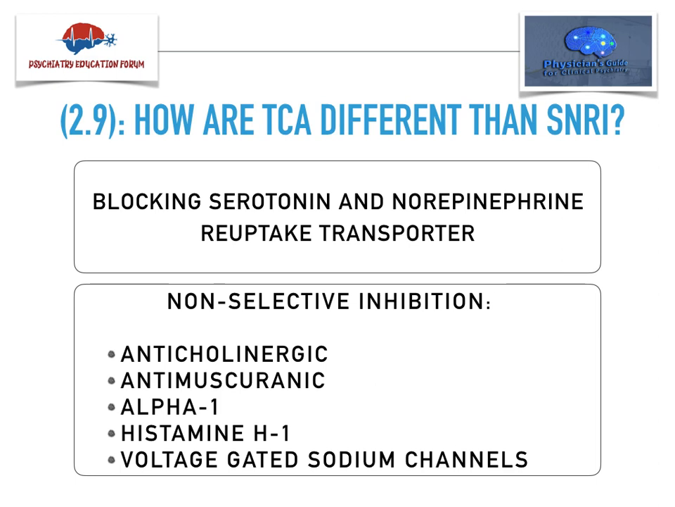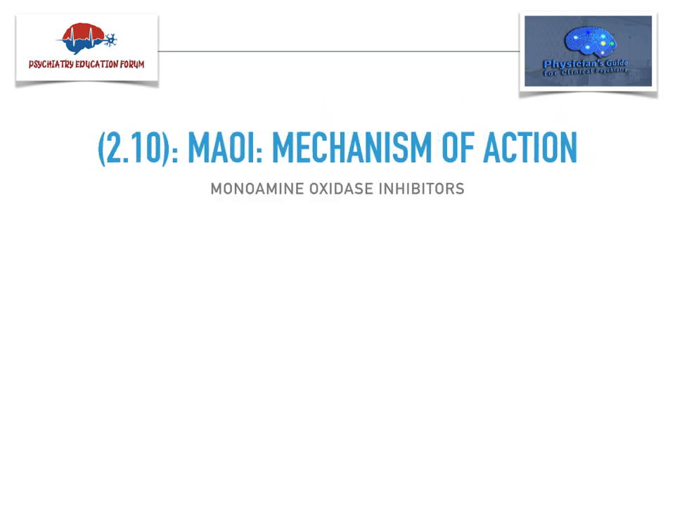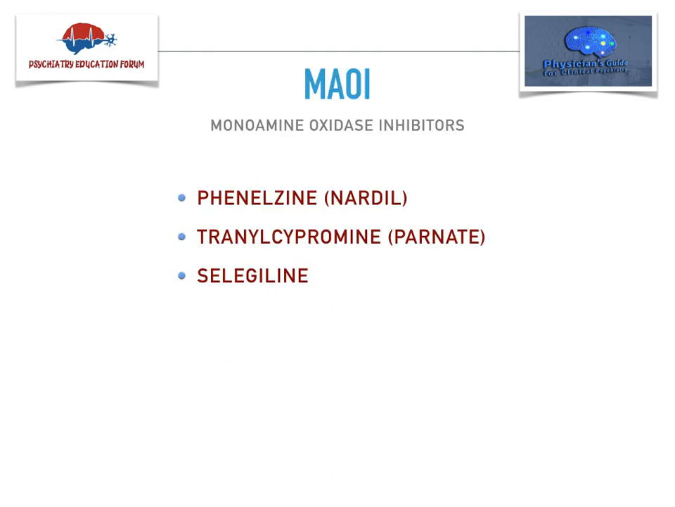Let's finish this video lecture with our last and 10th question, which is the mechanism of action for MAOIs, monoamine oxidase inhibitors. Very effective medication for treatment-resistant depression. Please consider them in cases where other medications are not effective. Very good, very effective medications. The medications that we have in this class are phenelzine, tranylcypromine, and selegiline.